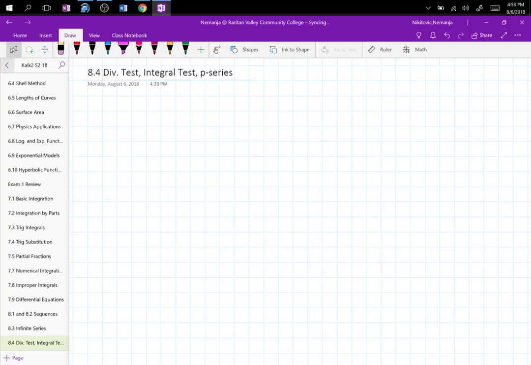So please never, ever write that something converges by divergence test, because just listen to the silliness of that statement. It's like telling someone, you know, you're short because you're tall, or you're skinny because you're fat, or whatever. Like, it makes no sense. All right, so we're starting with divergence test.